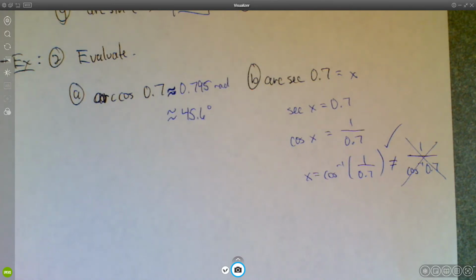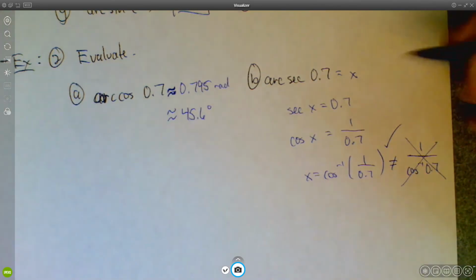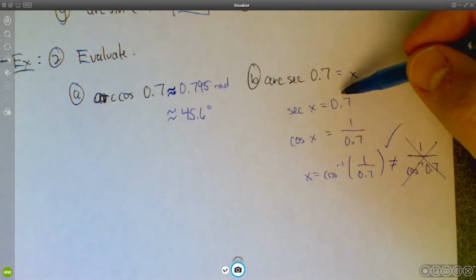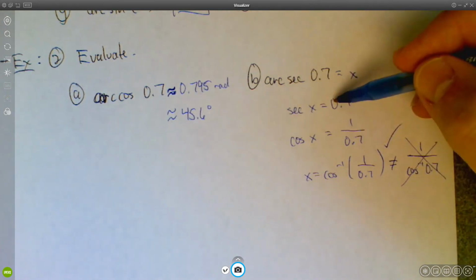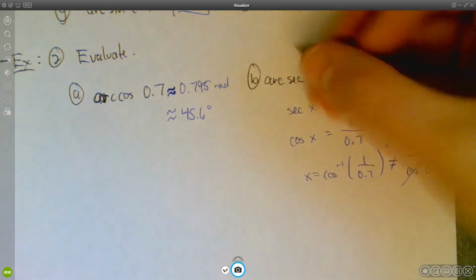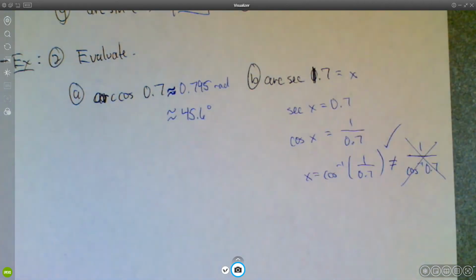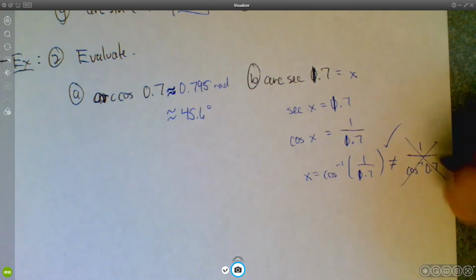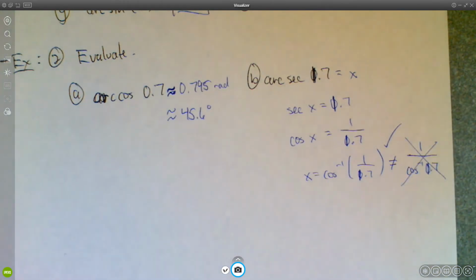Oh, of course it's undefined. 1 over 0.7 is 1.42. Oh yeah, of course it's undefined, because the range of secant is -infinity to -1, and then from 1 to infinity. This is right in the sweet spot where it's undefined. Maybe let's change this to 1.7, just so that we can finish the problem. Okay, let's try it again.